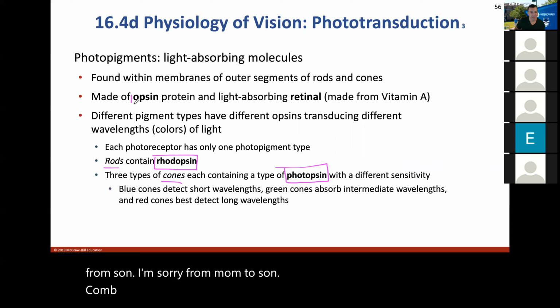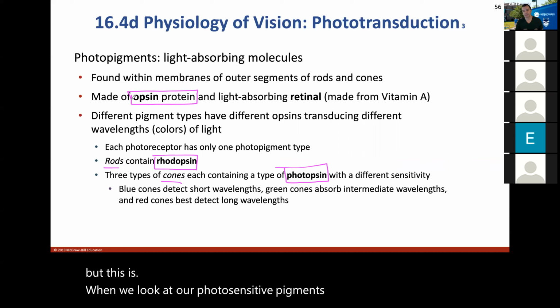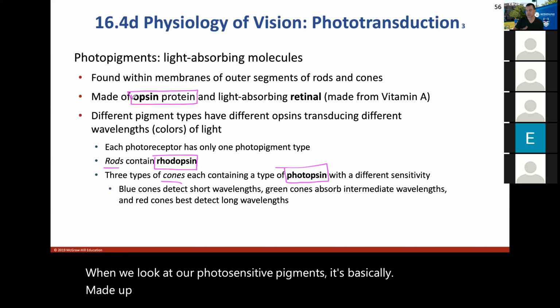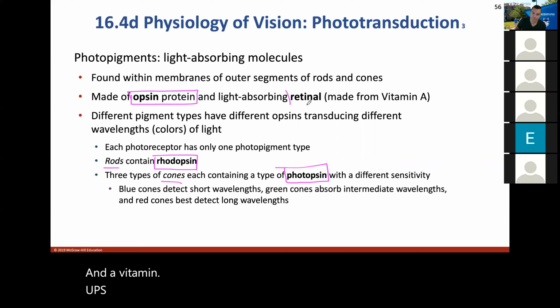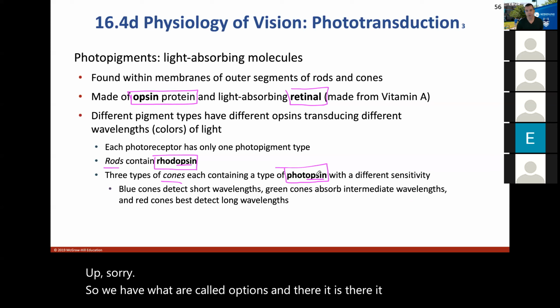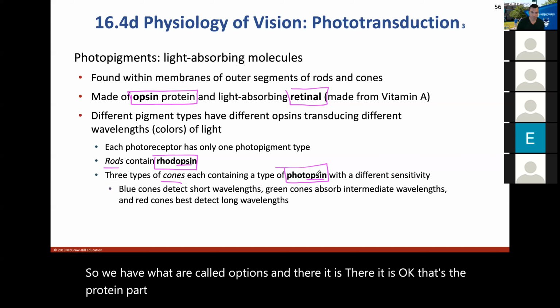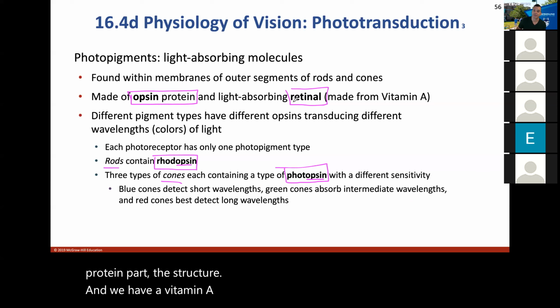But when we look at our photosensitive pigments, it's basically made up of a protein and a vitamin. So we have what are called opsins, and there it is. Okay, that's the protein part, the structure. And we have a vitamin A molecule attached to it. And that for us is retinol.